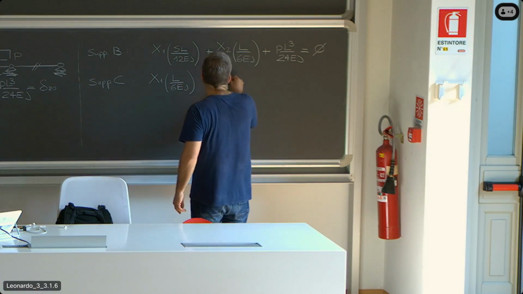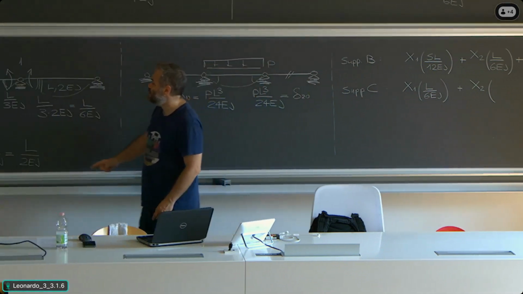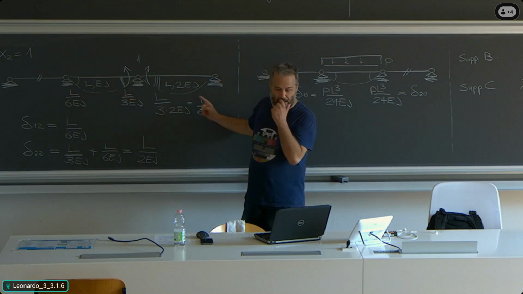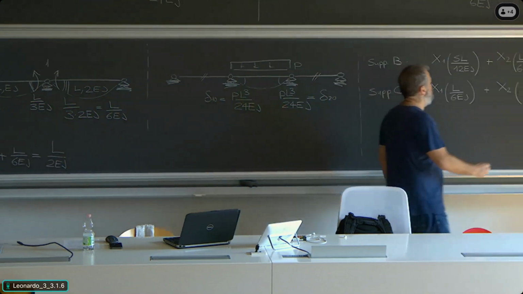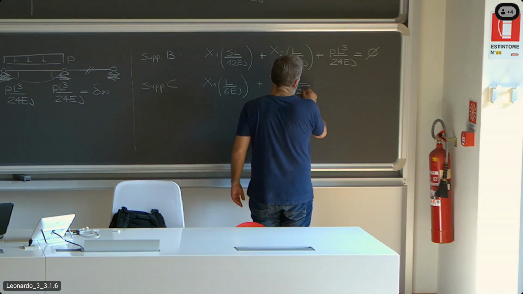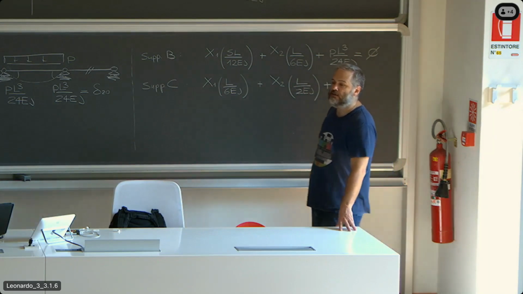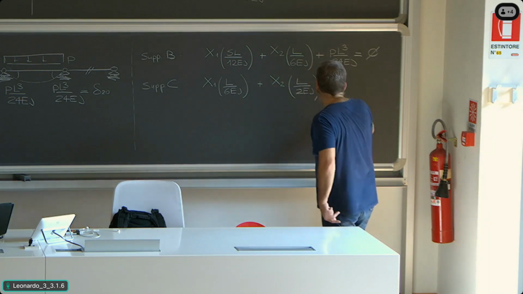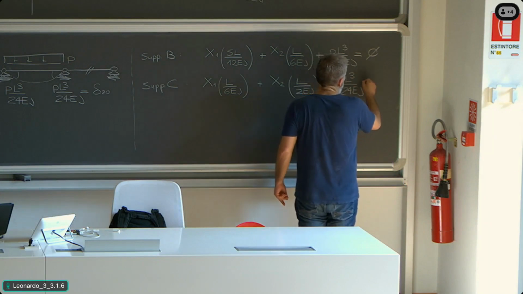Plus x2, what is the relative rotation caused at point C by x2? Here you have it, L divided by 3 EJ plus L divided by 6 EJ, left and right. Sum is L divided by 2 EJ, that's what I'm going to put between brackets to make up the second coefficient. Plus the term relative to the distributed load is the same as in the previous case. I'm simply writing PL to the power of 3 divided by 24 EJ equal 0.